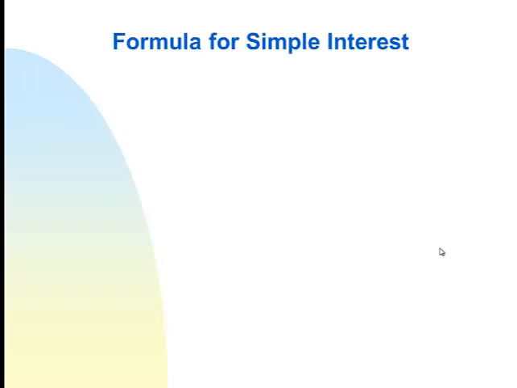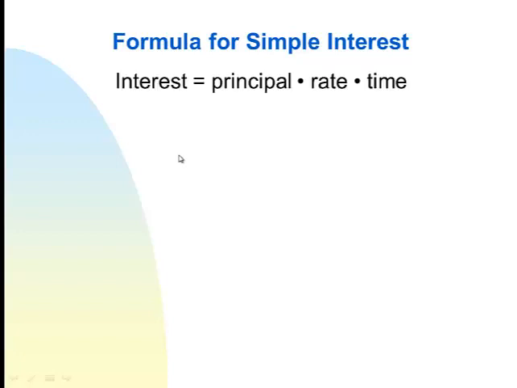The next thing we're going to do is simple interest. Now, simple interest is something that is charged when you borrow money, or a lot of times when you have money in a bank account, they'll give you simple interest for keeping your money in the bank. Now, we use a formula to find simple interest, and that is interest equals principal times rate times time.